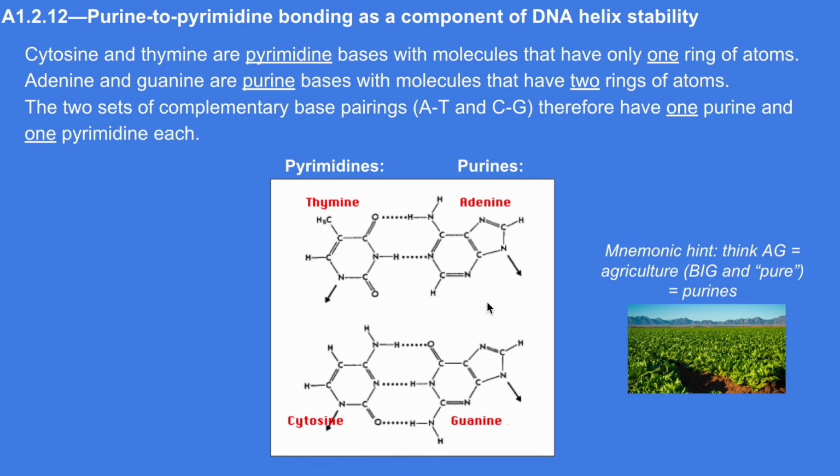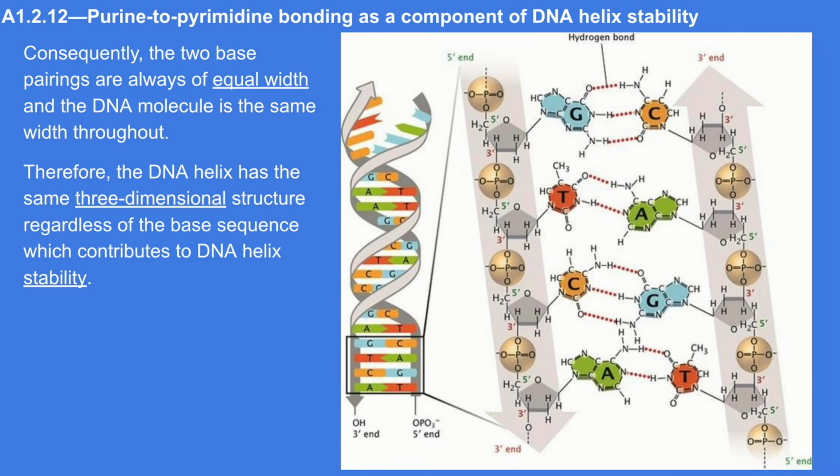And those purines are always then going to be bonded to a pyrimidine, which has just got a single ring. Now, we always have a purine bound to a pyrimidine because if we had two purines, the DNA width would go out. And then if you had two pyrimidines, it would go in and it would be all over the place. But instead, by always having a purine bonded to a pyrimidine, the diameter stays constant in our DNA. Okay.